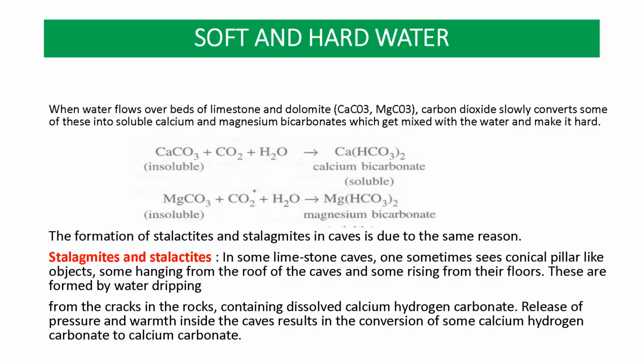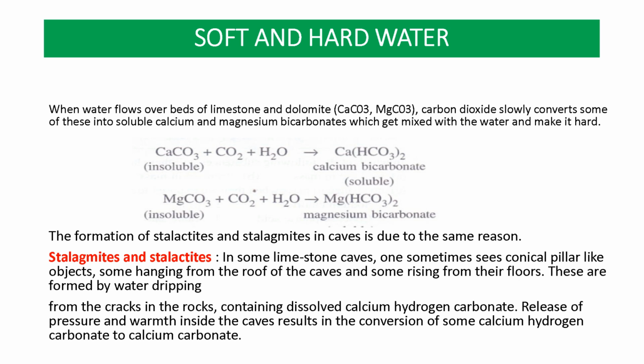So we come to the next concept of soft and hard water. When water flows over beds of limestone and dolomite, what is limestone? Calcium carbonate. And what is dolomite? That is magnesium carbonate. Carbon dioxide slowly converts some of these into soluble calcium and magnesium bicarbonate, which get mixed with the water and make it hard. So what is the procedure of making hard water?